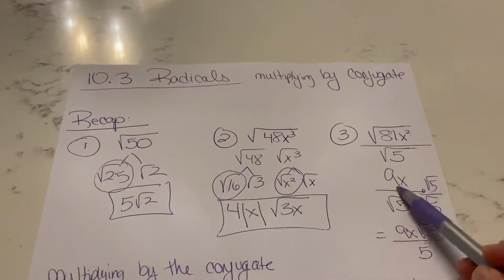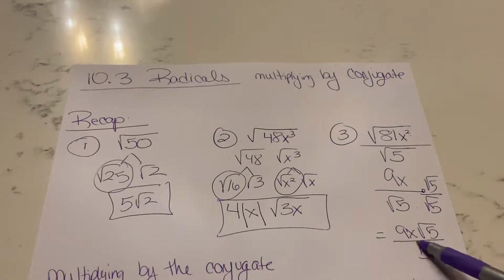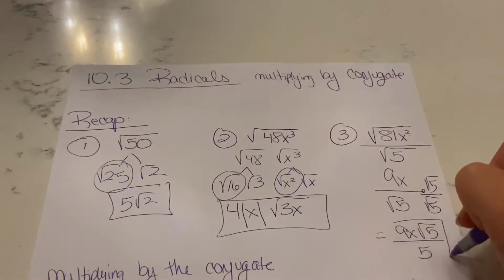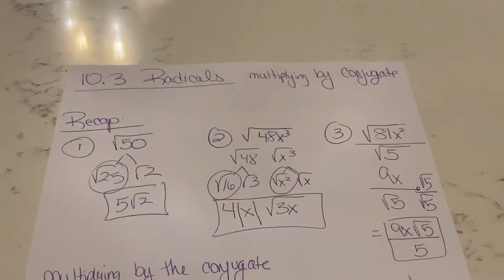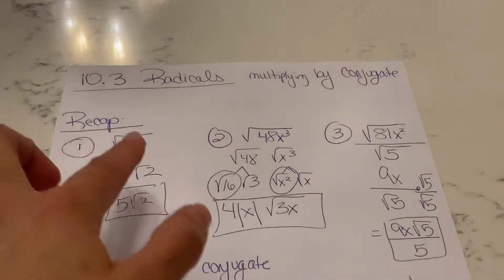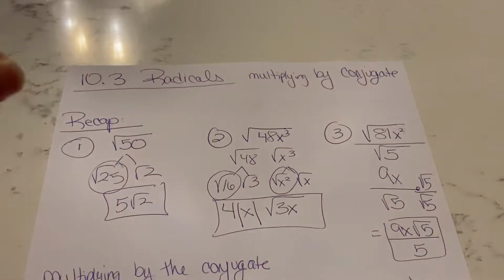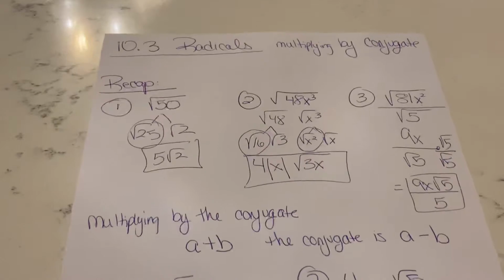And then these two you can't multiply because one is outside and one is inside. So you get 9x radical 5 over 5 for your final answer. So I just wanted to give you 3 examples to recap, to refresh your memory. This is the stuff that we did at the beginning of the section, and to finish off the section, now we're starting with the conjugates.